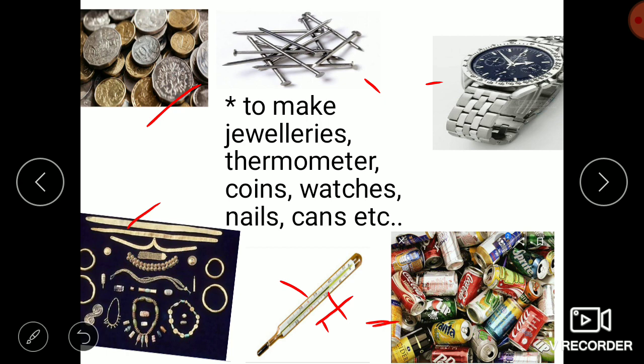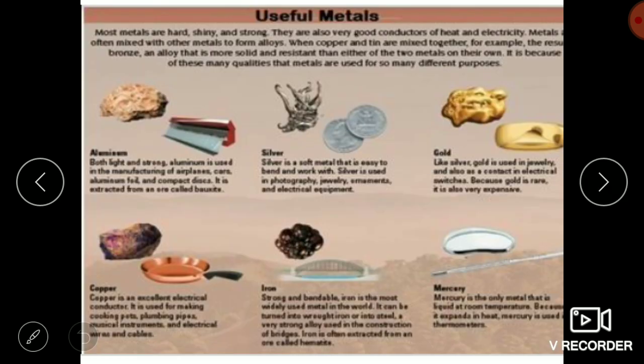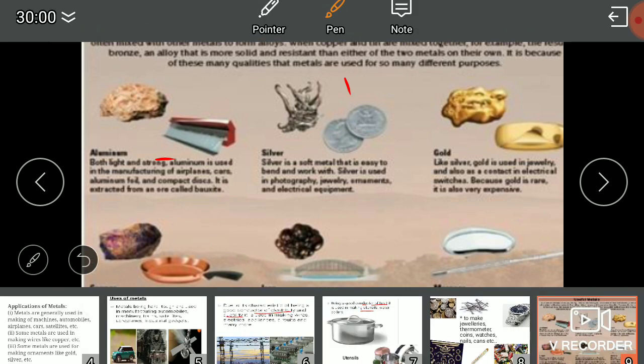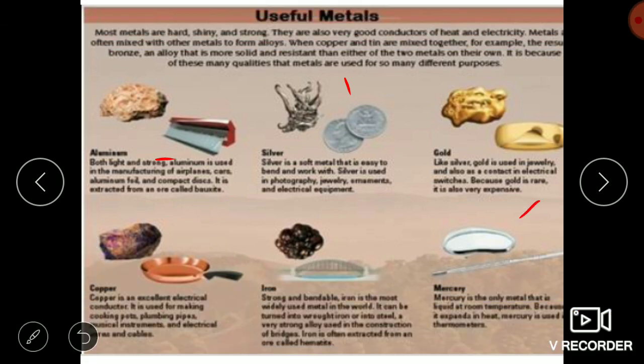Then we get a lithium battery. Lithium is a very hard metal that is being used in battery. So these are some more uses of metals. Here you can see the aluminum foil, coins. Here you can see the mercury utensils, copper utensil. So these are some useful metals pictures I had implemented.